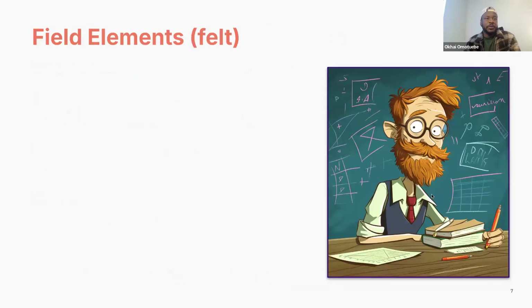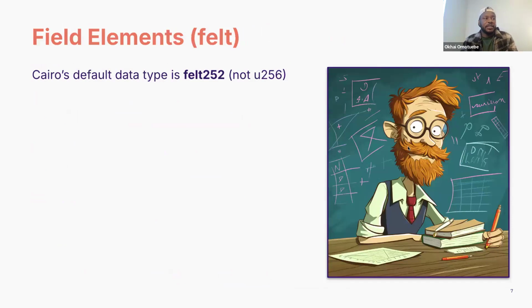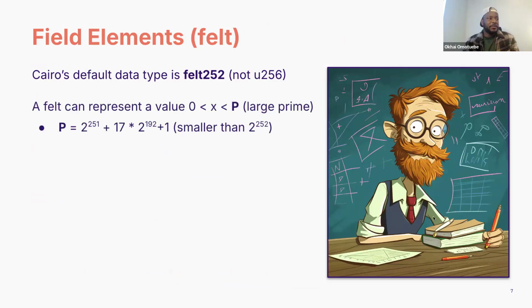Before that, we'll go over field elements, and then we'll get started. Cairo's default data type is the field element, or felt. If you are familiar with Solidity, this is like a U256. A felt can be represented as a value from 0 up to, but not including, p, where p is a very large prime number.